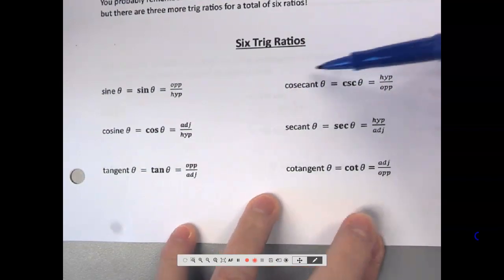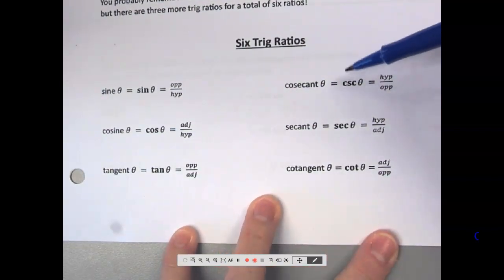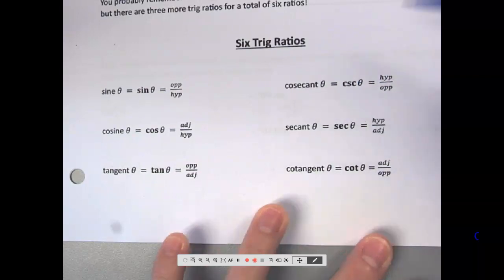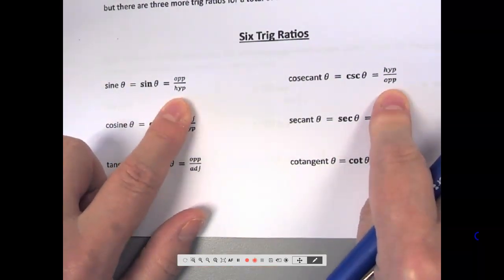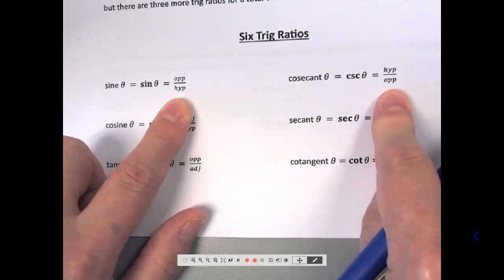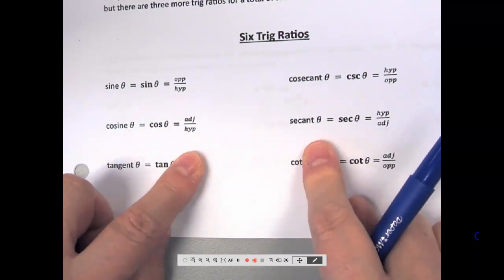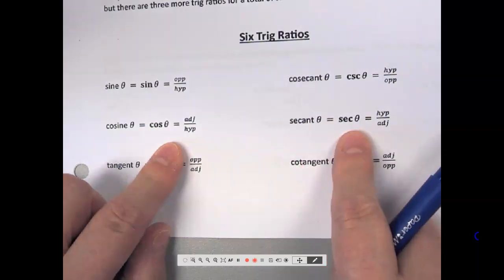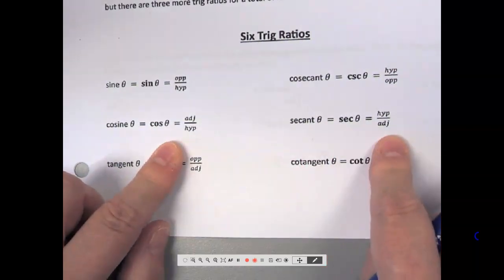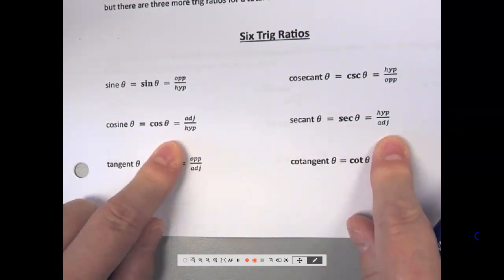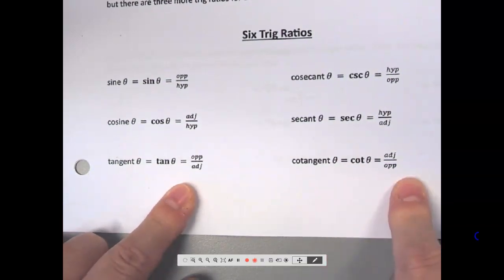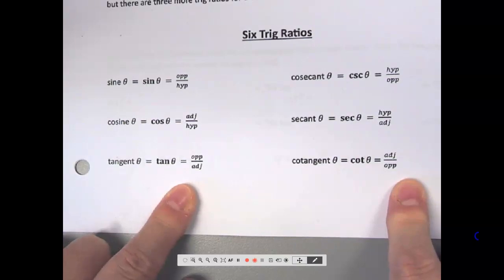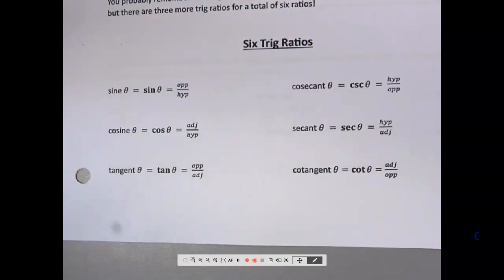Cosecant. Okay, abbreviation is CSC, but we still say cosecant, and it is the reciprocal of sine. Therefore, it's the hypotenuse over the opposite length. Secant is the reciprocal of cosine. SEC is the abbreviation. It's the hypotenuse divided by adjacent. Cotangent is the reciprocal of tangent. It is adjacent over opposite. Are we good there? Okay, so total of 6.